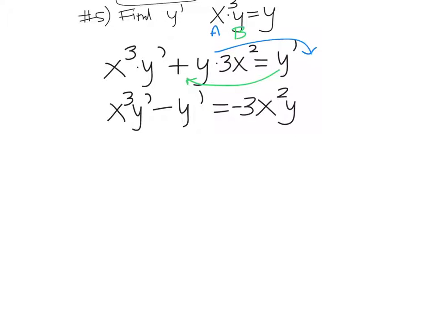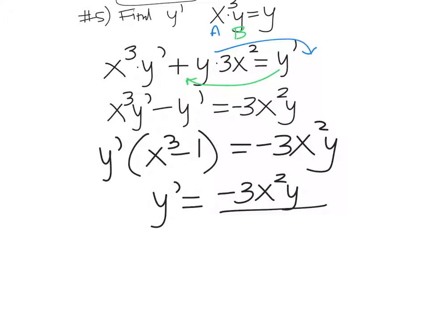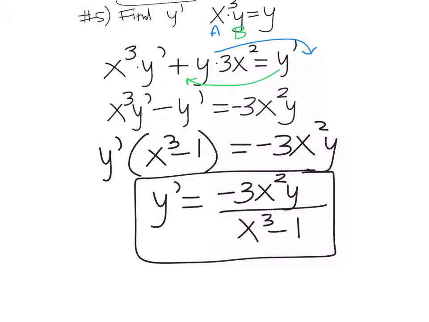Okay, so now let's go ahead and factor out a y prime here. So you factor out a y prime and you're left with x cubed minus 1 equals negative 3x squared y. And then finally divide so that you get y prime equals negative 3x squared y over x cubed minus 1. They might ask you, where is this undefined? The tangent, it would be at 1, because you can't have 0 in the denominator at x equals 1.